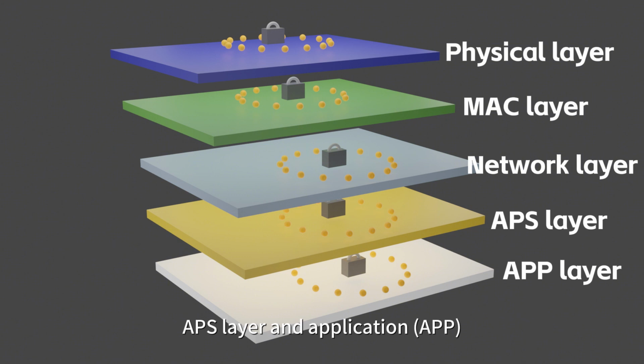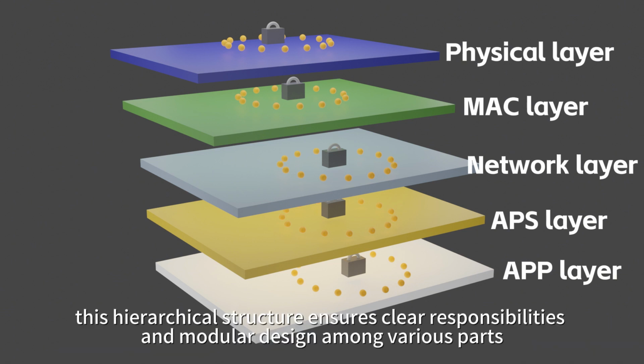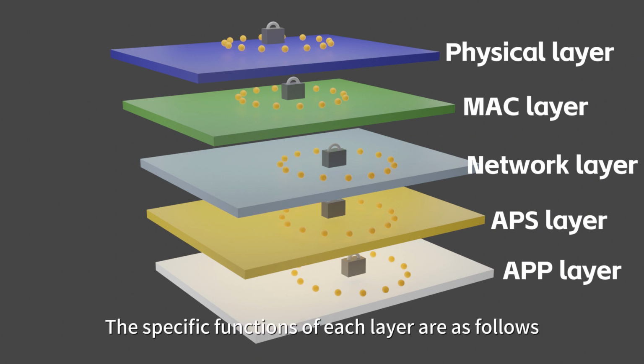and application (app). Each layer can receive data and event notifications from the lower layer and provide an API for the upper layer to call its service. This hierarchical structure ensures clear responsibilities and modular design among various parts, making the entire communication process efficient and orderly. The specific functions of each layer are as follows.